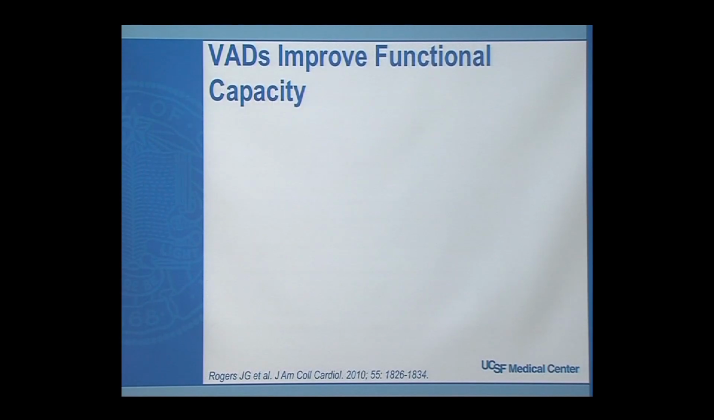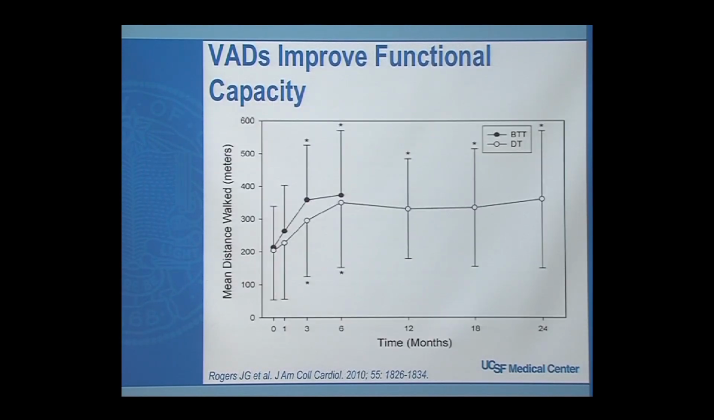Also, their functional capacity improves markedly. This is a 6-minute walk test, so we ask patients to walk for 6 minutes and see how much they can walk. At baseline, everybody's around 200 meters, so it's about 600 feet. And then again, at about 6 months or so, they double that distance. So they do get stronger and able to exercise more.